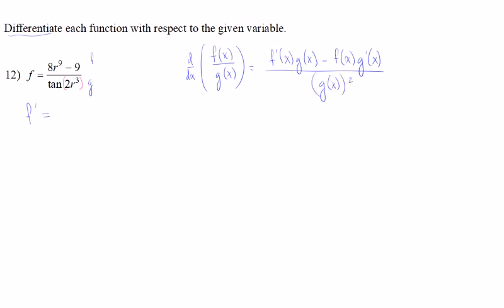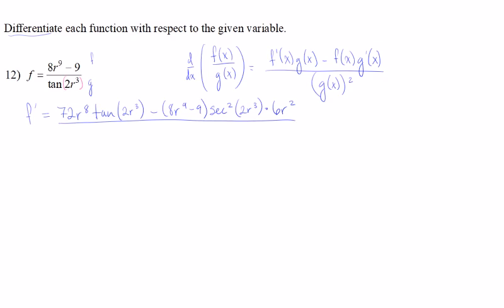Okay, so if this is f, then f prime would be 72r to the 8th. This will go away, right? And then we multiply that by tangent of 2r cubed. And then minus, now we're going to do regular f: 8r to the 9th minus 9 times the derivative of tangent. The derivative of tangent is secant squared, right? 2r cubed, keep that input the same, and then we multiply by the derivative of the inner function, which is 6r squared. Okay, so that's our numerator.